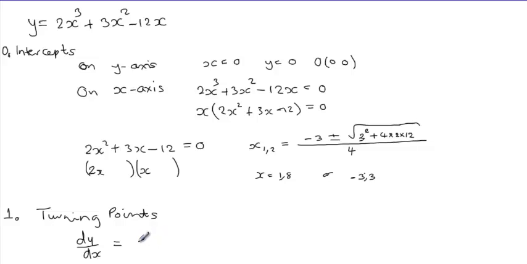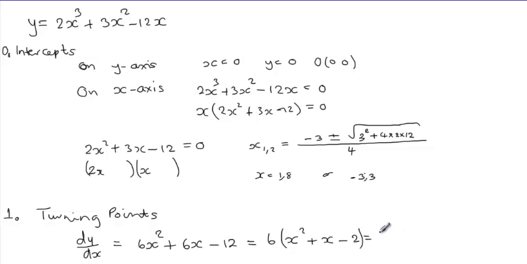Derivative of this: 6x squared plus 6x minus 12, which is the same thing as, there's a 6 redundant there, we don't need it. Let's take it outside the brackets to see whether we can factorize that. x squared plus x minus 2. Can that be factorized?